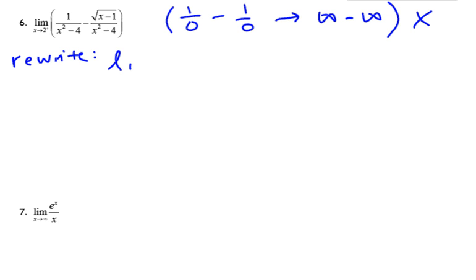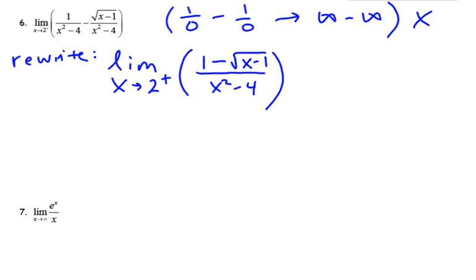All right, so we're going to keep the limit as x approaches 2 from the right. Now you can see that these are two fractions with common denominators, so we're going to go ahead and put those together. So you get 1 minus the square root of x minus 1 divided by x squared minus 4. Now if you plug in 2, you would get 1 minus 1 in the numerator, so 0, and you'd get 0 in the denominator. So that is L'Hopital's form. All right, so now we're going to apply L'Hopital's rule.